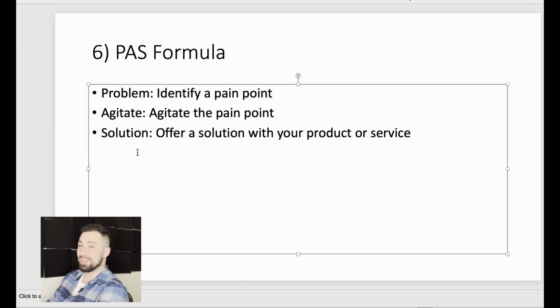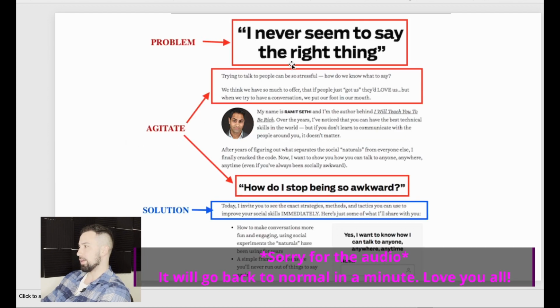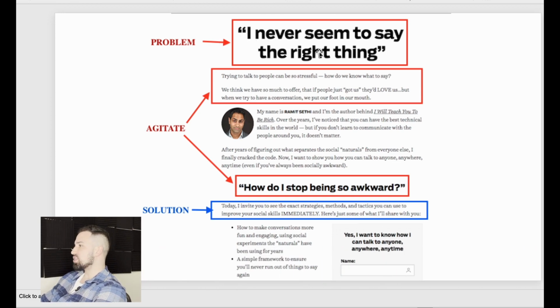So we want to get them to that position. So NBO offered the solution. Let's take a look at one example here. And as I said, this is the one that I use all the time.